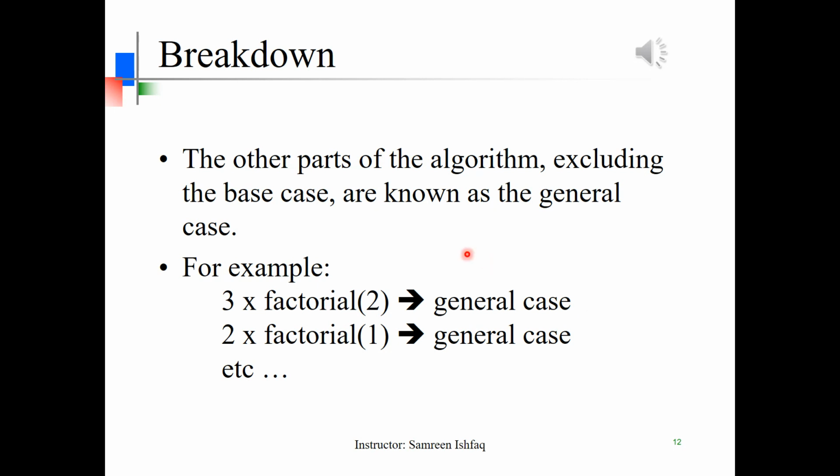A recursive definition has two parts. We know what the base case is. Now what is the generic case? The part that reduces the problem into a smaller one, or simplifies the problem toward the base case, is known as the general case. In the previous example, 3 multiplied by factorial of 2 or 2 multiplied by factorial of 1 is the general case of the recursive definition.